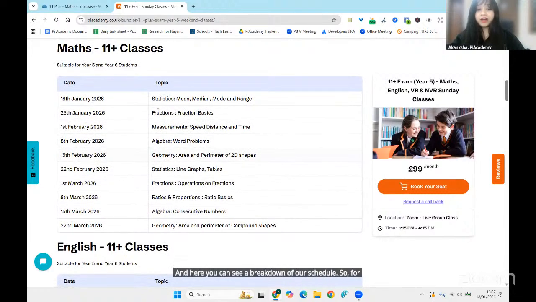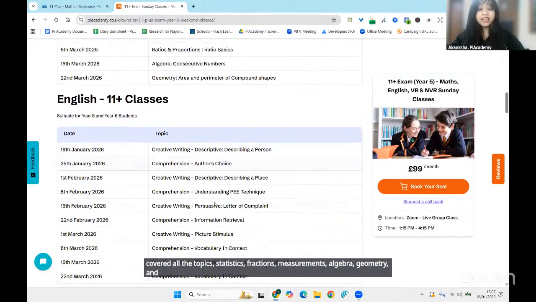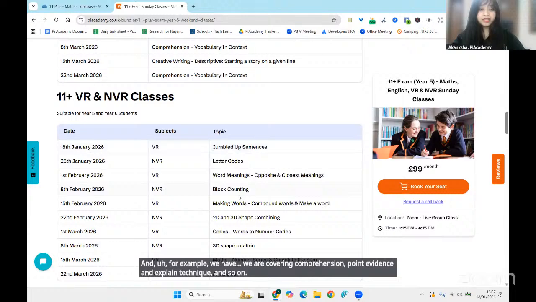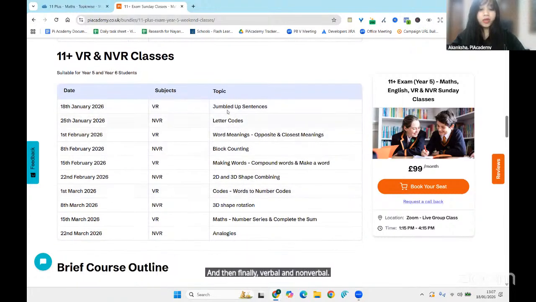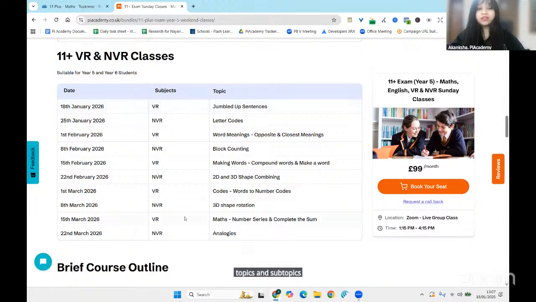For example, we have covered all the topics: statistics, fractions, measurements, algebra, geometry, and maths. In English, we have deep dived into each of the subtopics within creative writing and comprehension. Here you can see we have creative writing descriptive, where you're describing a person. Then we have comprehension, author's choice. And for example, we are covering comprehension, point, evidence, and explain technique, and so on. And then finally, verbal and non-verbal, where we cover jumbled up sentences, letter codes, word meanings, block counting, all the various topics and subtopics within the reasoning subjects.